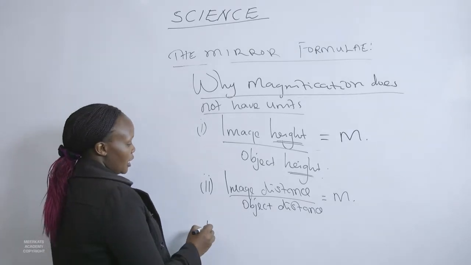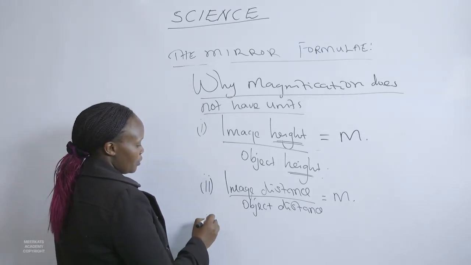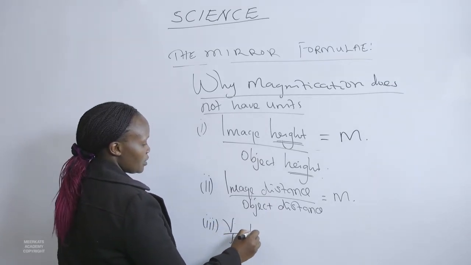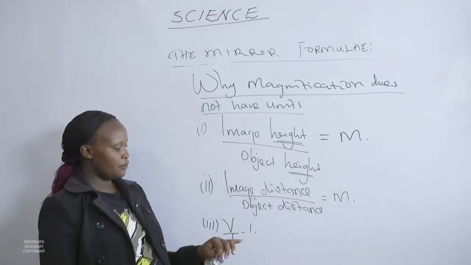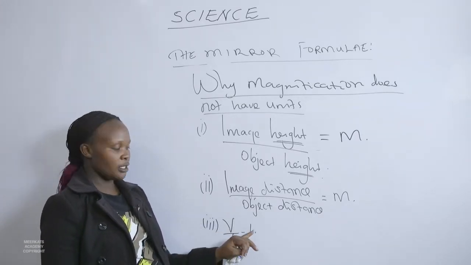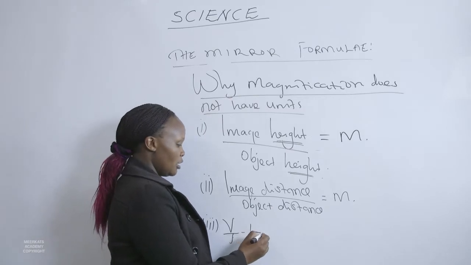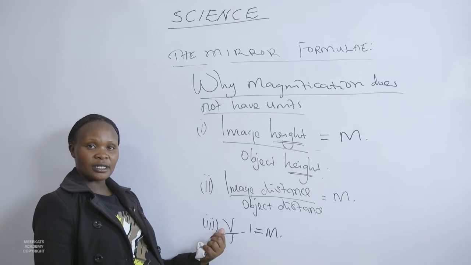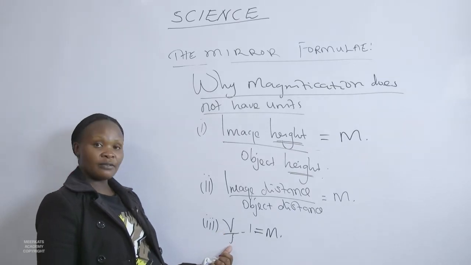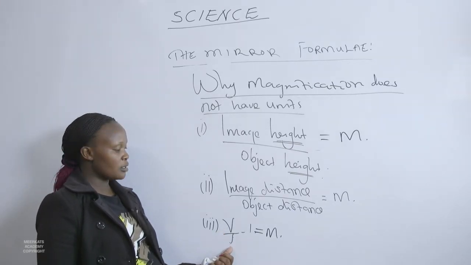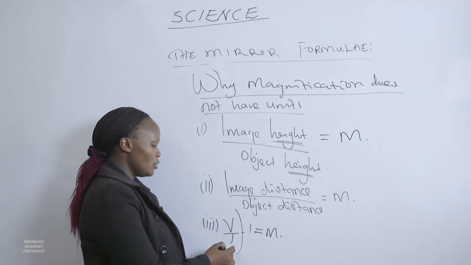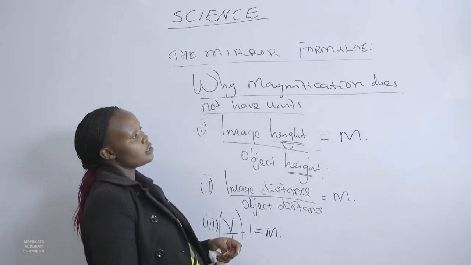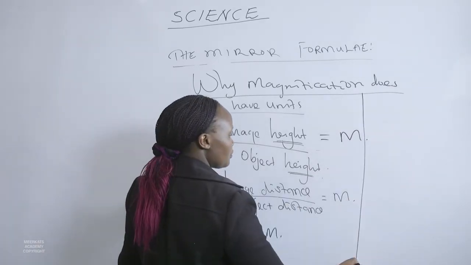The third and last formula is where we have V over F minus 1, giving us magnification. Again, V is a distance. F is also a distance. So you can cancel the units, and that is why magnification does not have units.